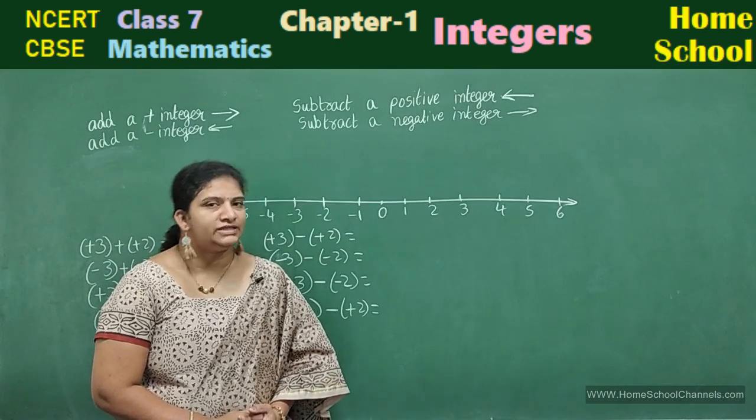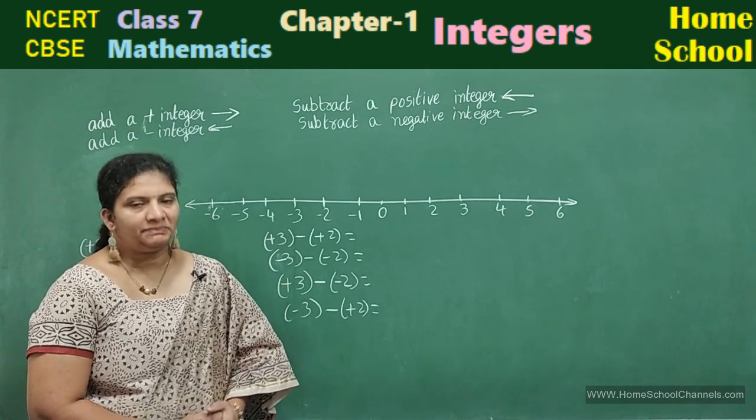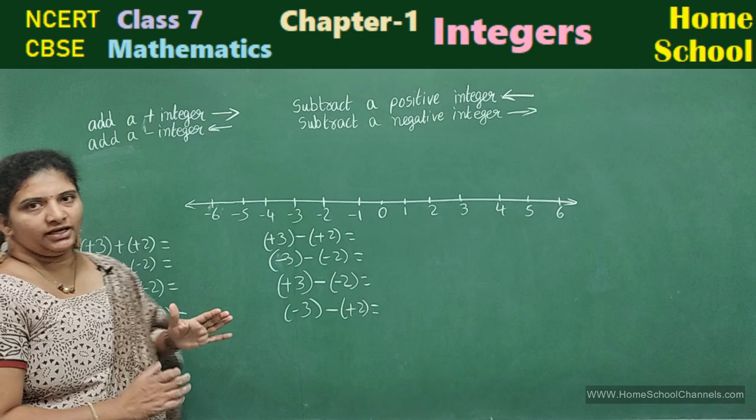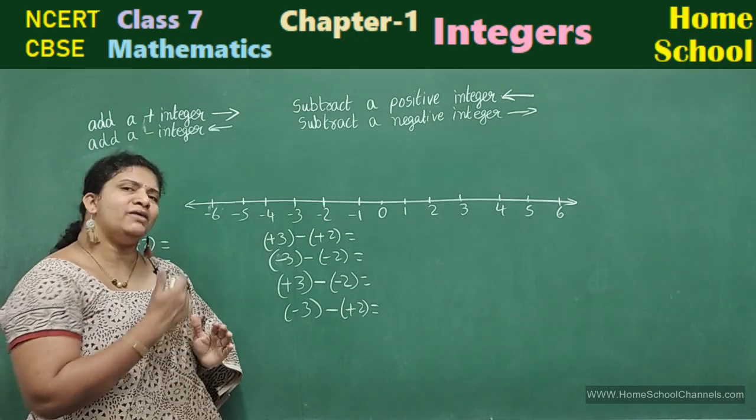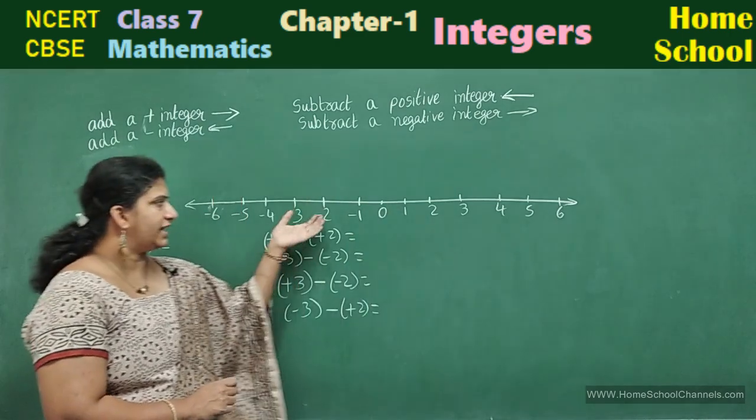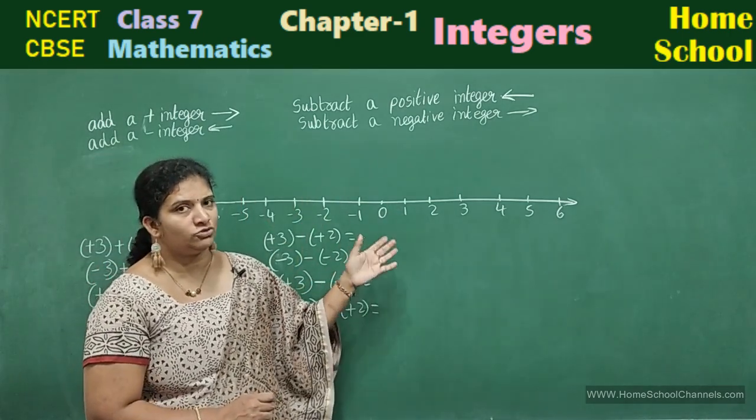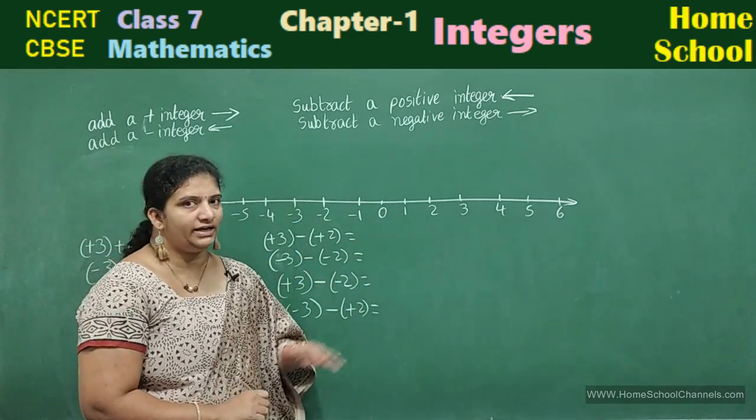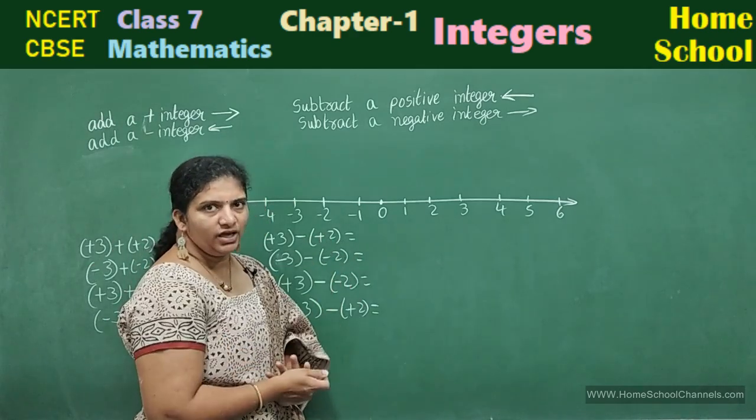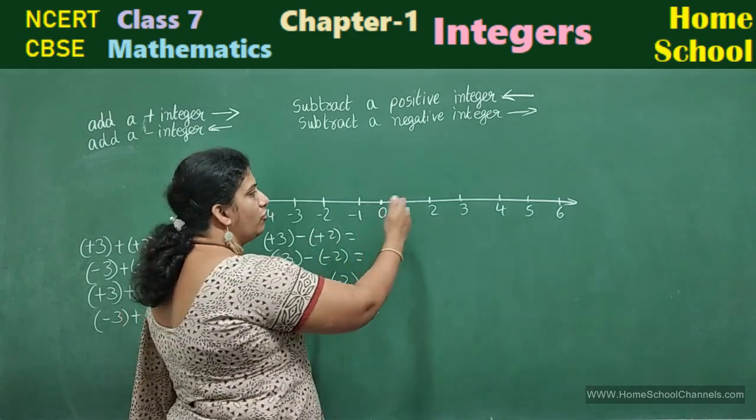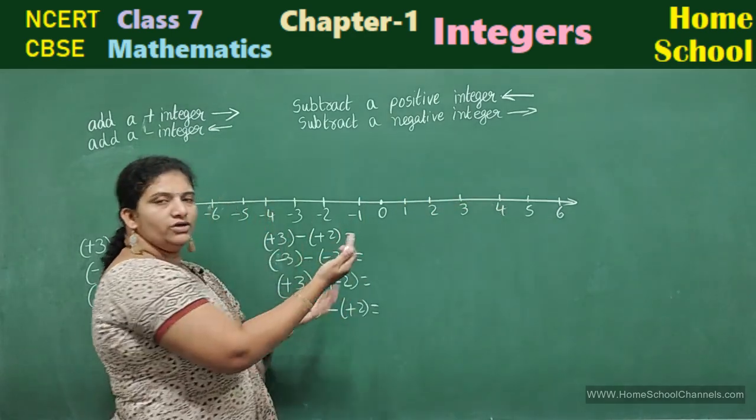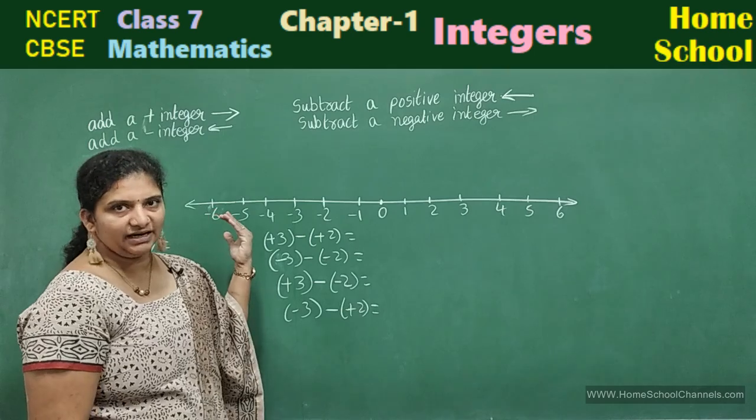Now let us see integer operations on a number line. You can see some points I have written here. We know these are all positive integers and negative integers. 0 is neither positive nor negative. It is a neutral integer. We know that you are standing at 0. If you want to add a number, you go towards the right side. If you want to subtract a number, you go to the left side.